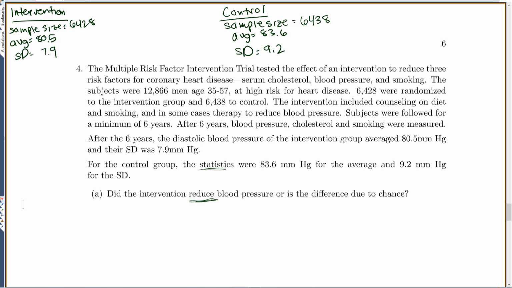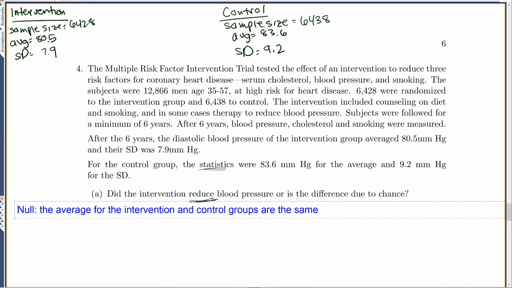First step will always be null and alternative hypotheses. So the null will always be that your two population averages are the same. So the average for the intervention and control groups are the same. The alternative would be that the average for the intervention group is what?